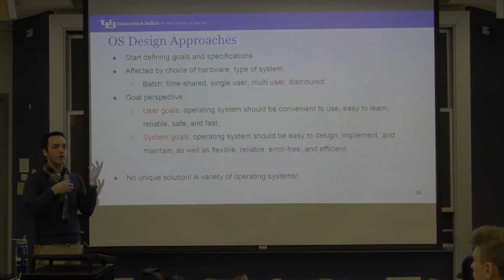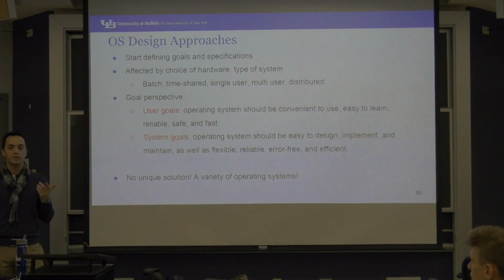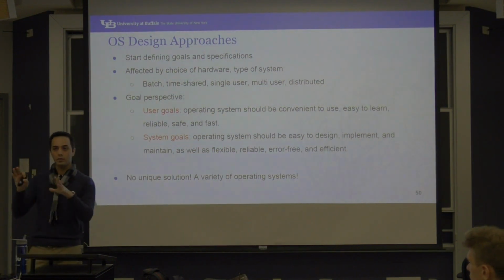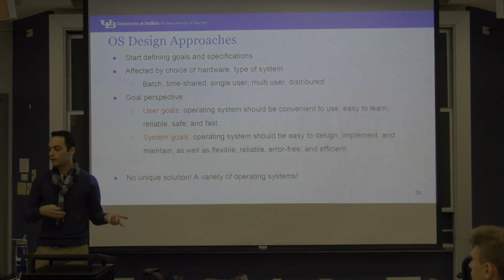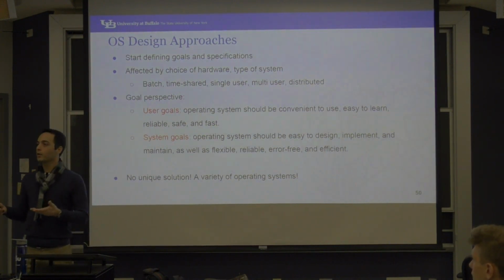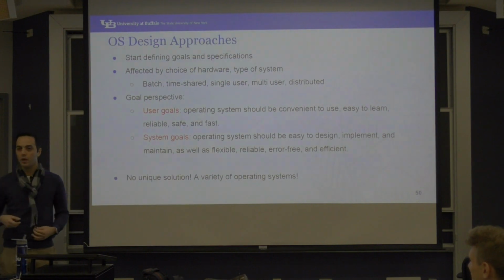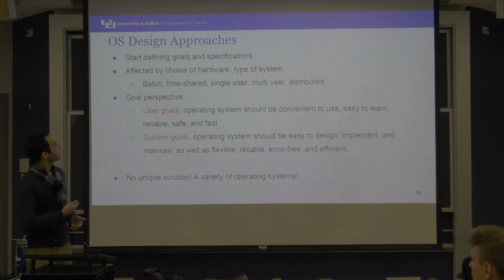And because of all these different criteria, you can't have a unique solution, right? And that's why you have different operating systems, right? Mac OS is really cute and it's easy. It's usually error-free and reliable. But on the other hand, it lacks a lot of things. Windows crashes, but it gives you a lot of flexibility. Same goes with others, right?